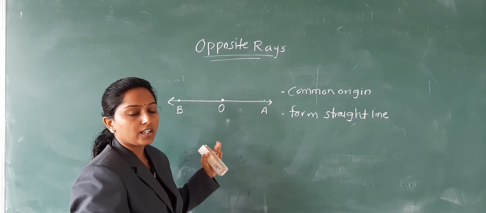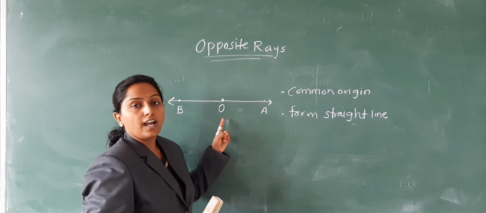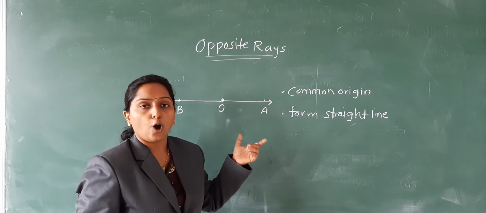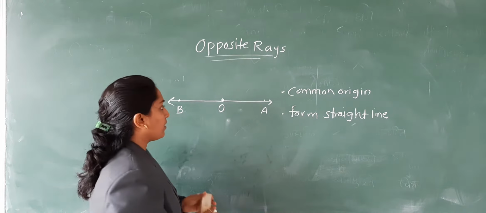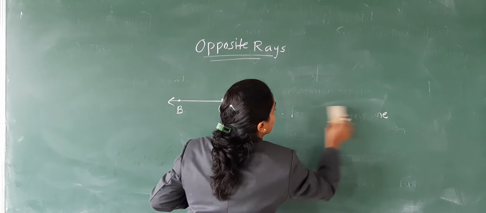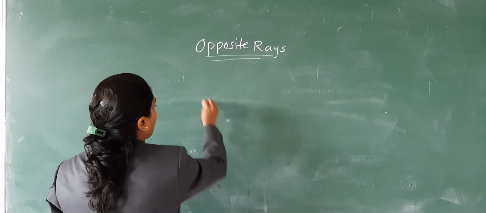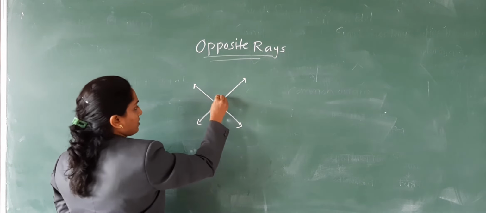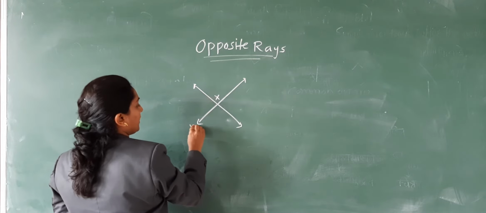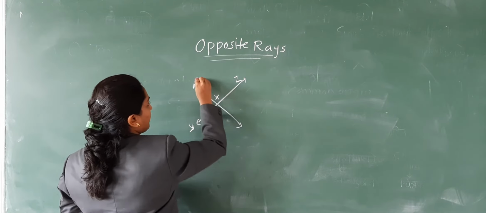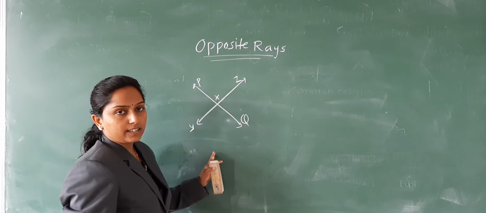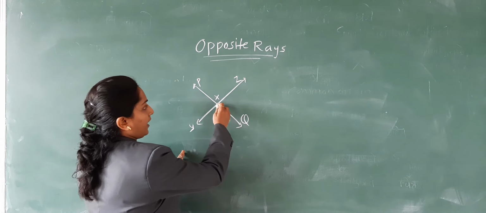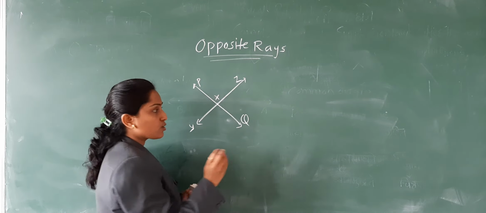I will repeat the definition. If there is a common origin and the given two rays form a straight line, then the given two rays are called opposite rays. Now, suppose I draw a diagram like this. Suppose it is X, Y, Z, P, Q. Which are the opposite rays in this figure? Ray XZ and XY, this is one pair.